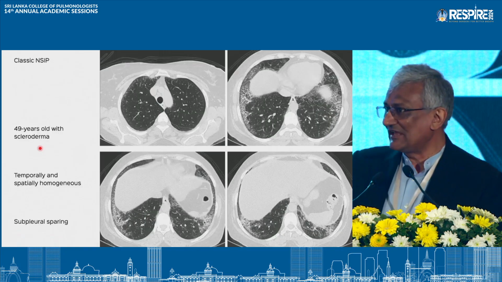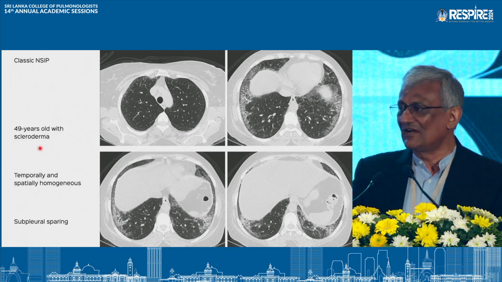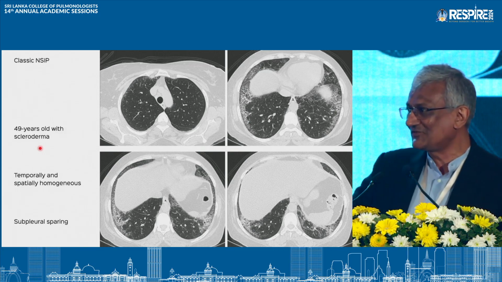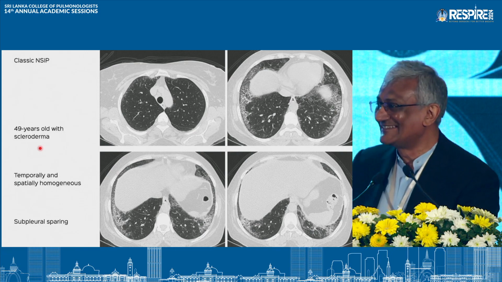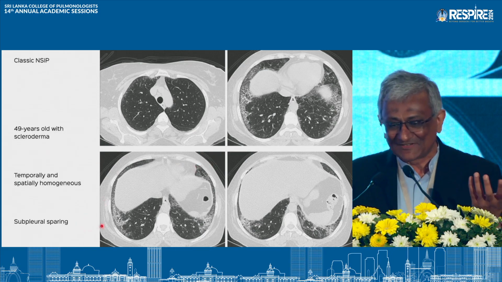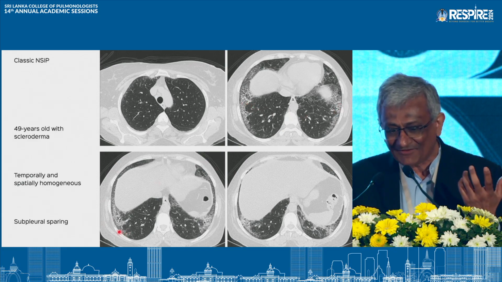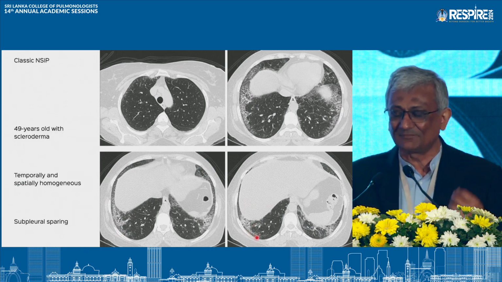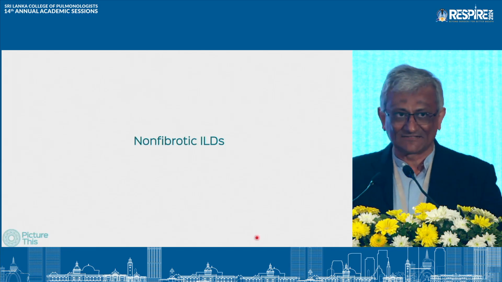That brings us to NSIP, or the non-specific interstitial pneumonia pattern, a very unfortunate term because we associate non-specific with non-specific. But it's not. It's a specific disease entity called NSIP. But this is a patient with scleroderma. You have temporal and spatial homogeneity. You have reticular opacities and traction bronchiectasis and subpleural sparing. And this is the NSIP pattern.